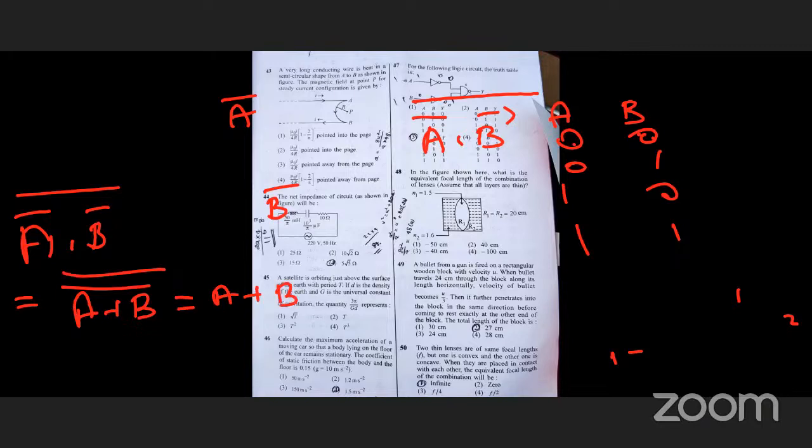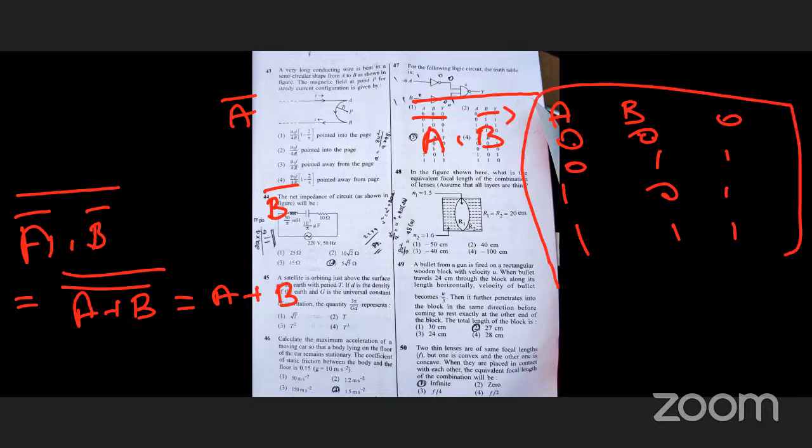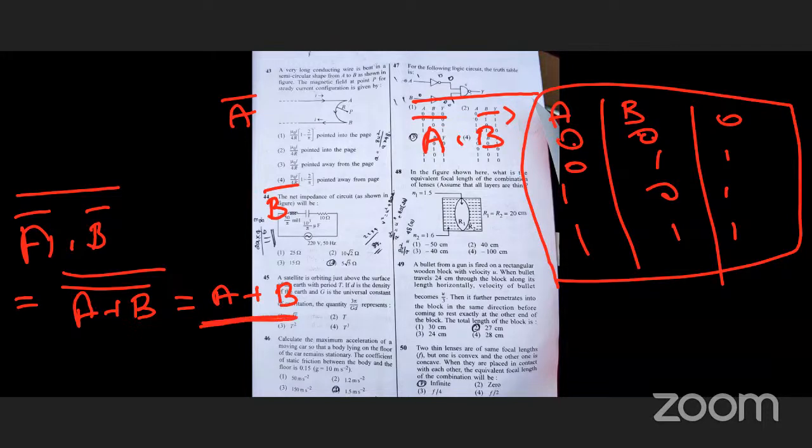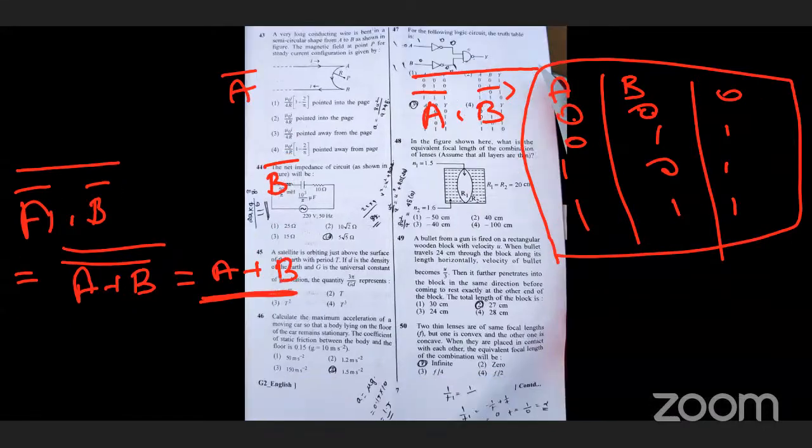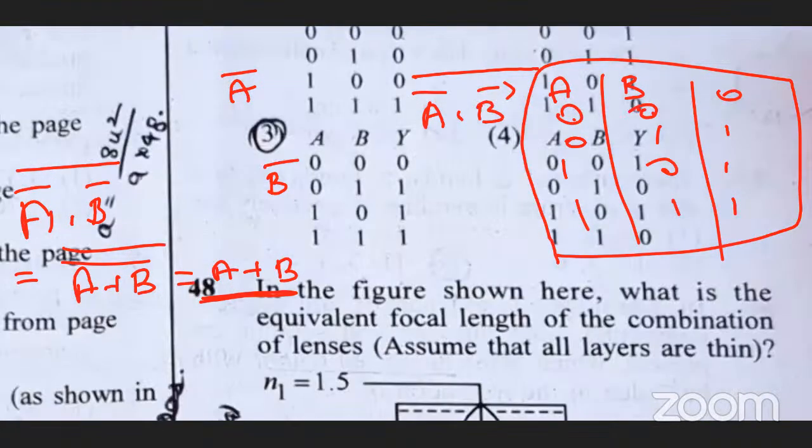So it gives the OR gate. So for the OR gate, the values are 0, 1, 1, 1. So this is the right option. The answer is 0, 1, 1, 1. So using Boolean algebra, we are getting A plus B as output. The right answer is option 3.